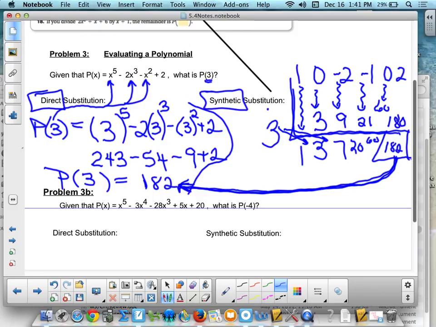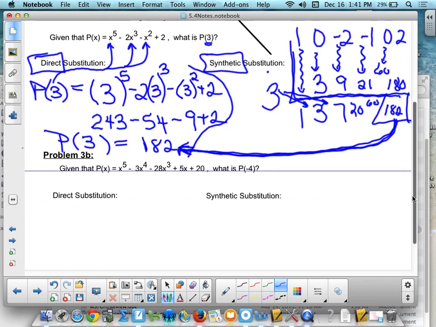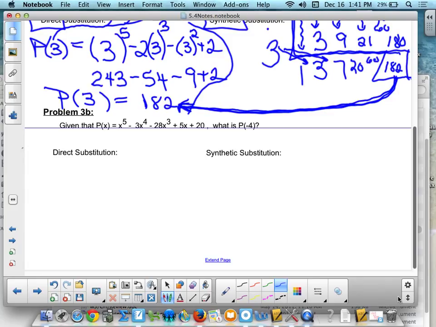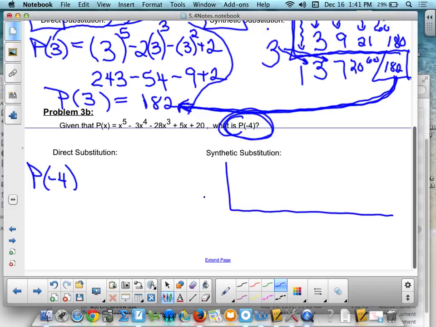If I don't have a calculator on me, do you know which one's easier? Synthetic is so much easier. I can prove it to you on this next problem. If I said do this next problem without your calculator, you would know why synthetic is so much easier. So if I say evaluate the function p when x is -4, you'd have to directly do it like this, or synthetically do it like this. You should get the same answer.